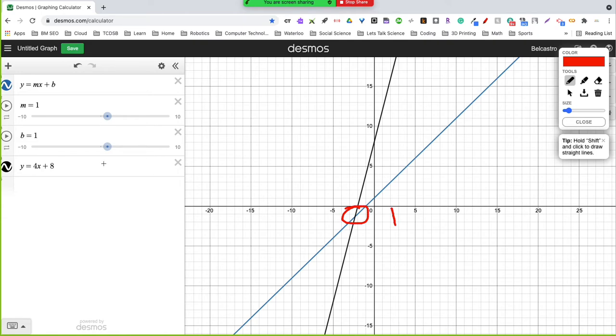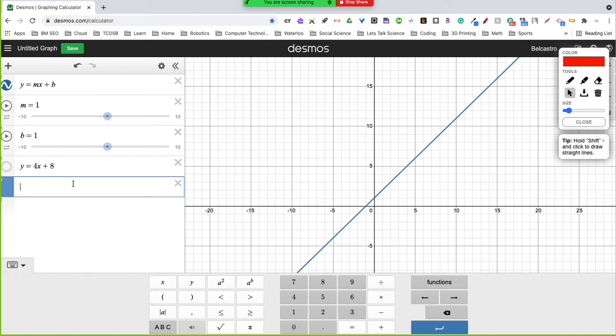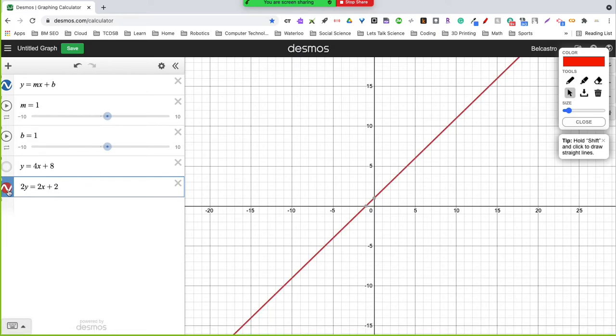But there are other options to this. Instead, we could have infinitely many solutions. Infinitely many solutions would look like this: y is equal to 2x plus 2. If you notice, these two actually overlap each other. And because they overlap, essentially every single point along the continuum is a point of intersection. So we end up with infinitely many solutions.